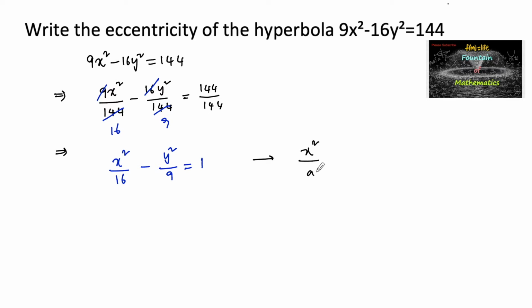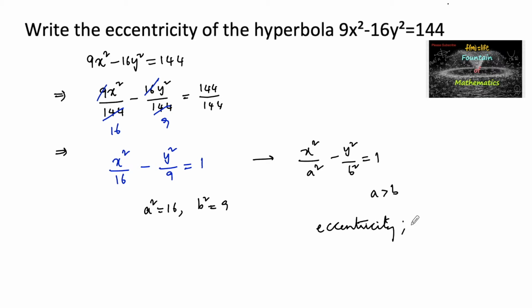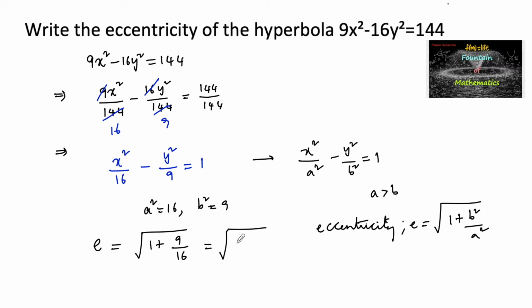x square by a square minus y square by b square is equal to 1 is the standard form of hyperbola, where a is greater than b. So here a square is equal to 16 and b square is equal to 9, and eccentricity is given by e is equal to under root of 1 plus b square by a square when a is greater than b. So eccentricity e is equal to under root of 1 plus b square, that is 9, upon a square, which is 16, which is equal to square root of 16 plus 9, that is 25, upon 16.